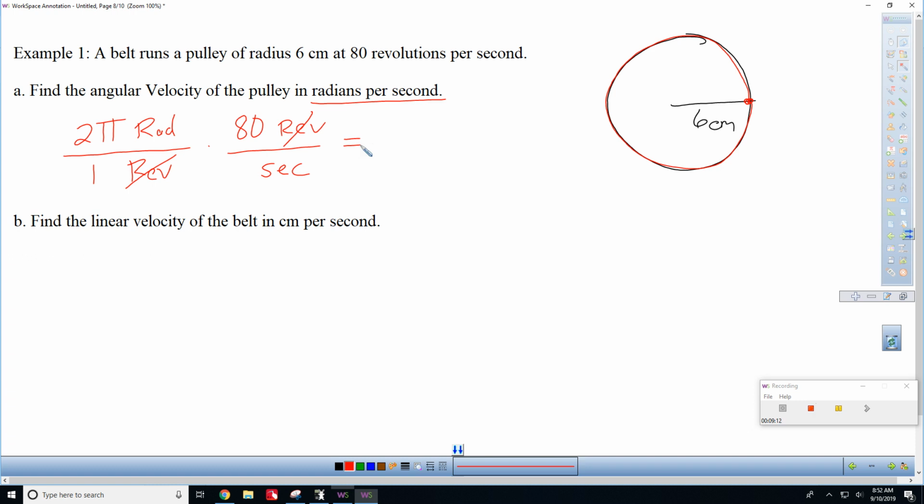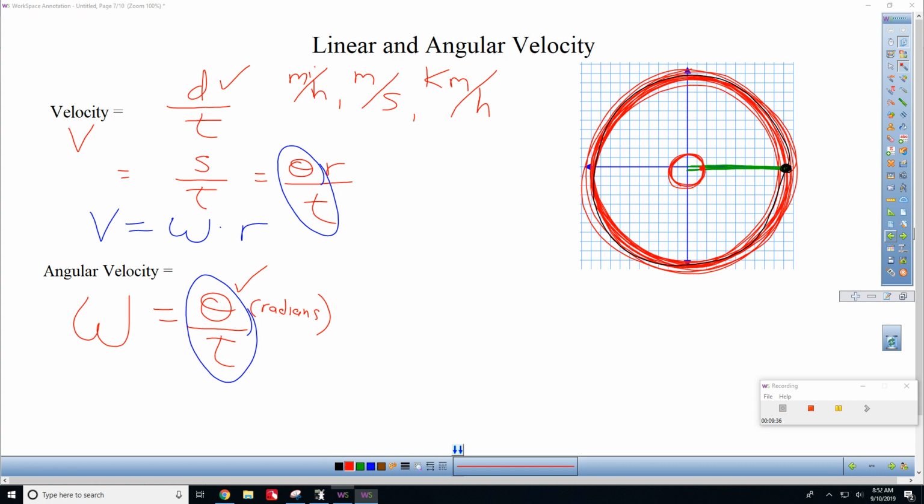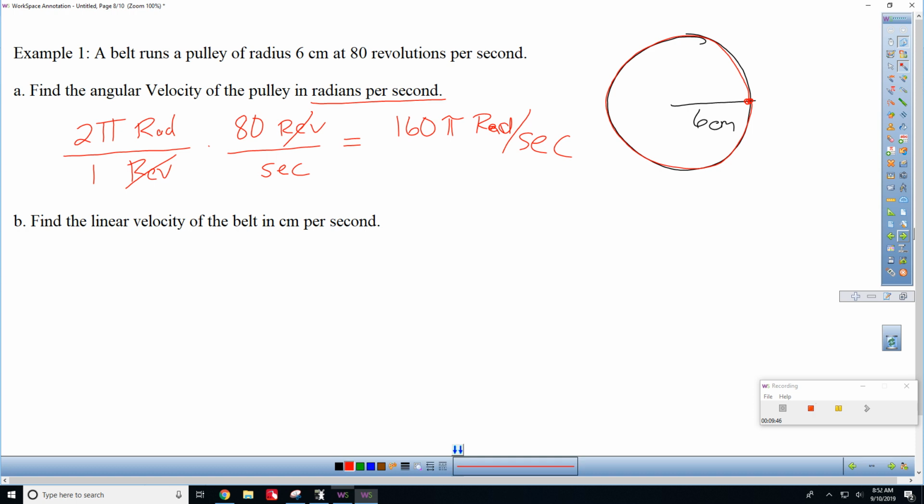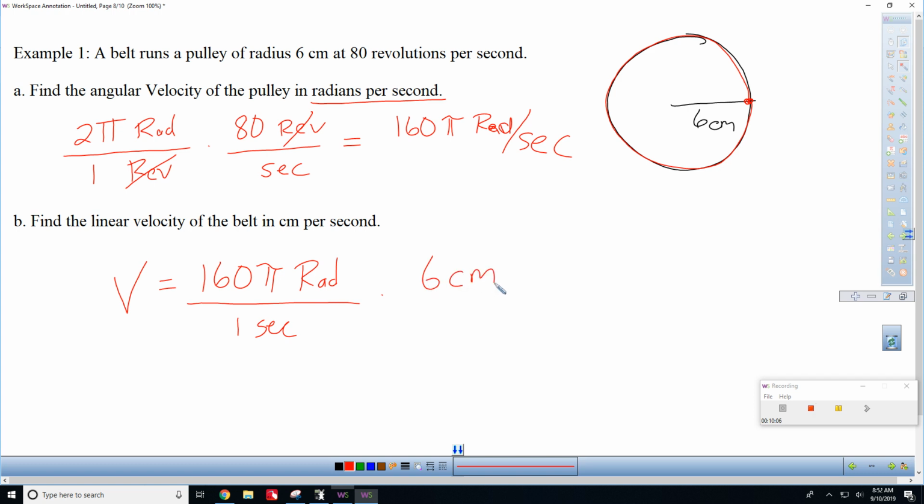So, the revolutions cancel, and now we've got 160 pi radians per second. That is your angular velocity, okay? What's the linear velocity? Let's go back and look for the best equation we could use. Well, I think we just want to use this. Let's use our angular velocity and multiply it by our radius. So, our velocity is going to be 160 pi radians per 1 second times 6 centimeters.